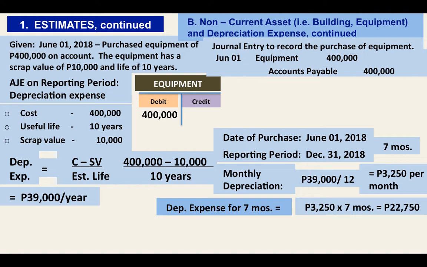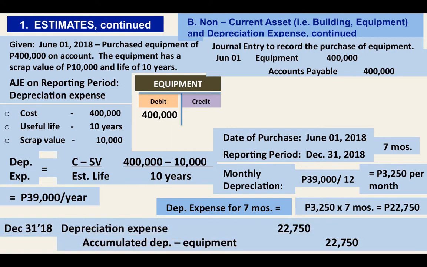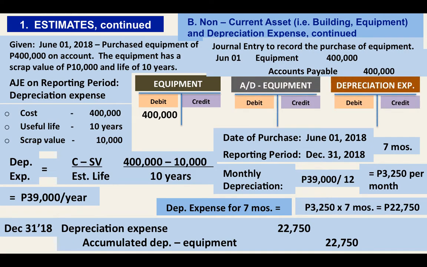So our entry, class: debit depreciation expense of 22,750 and credit accumulated depreciation, equipment, 22,750. So if we are going to plug this in, your depreciation expense will go to your expense, and then your accumulated depreciation will be on your asset account as a reduction to your equipment. Plus, for non-current assets, wala tayong direct write-off. Always, we are using the contra account.